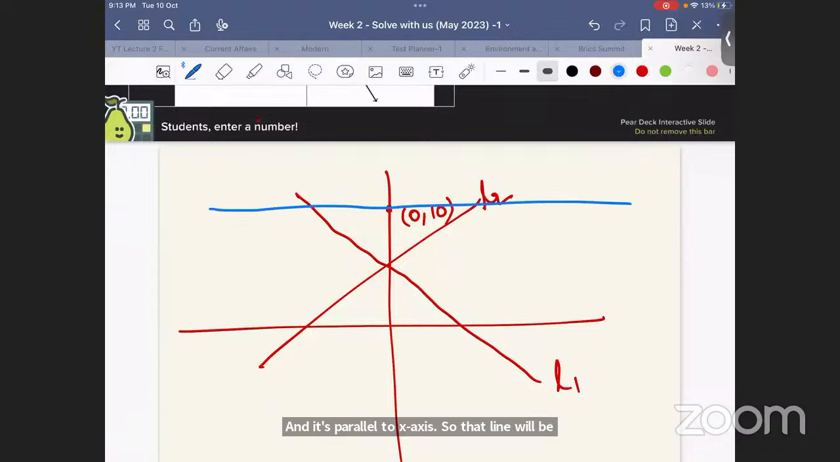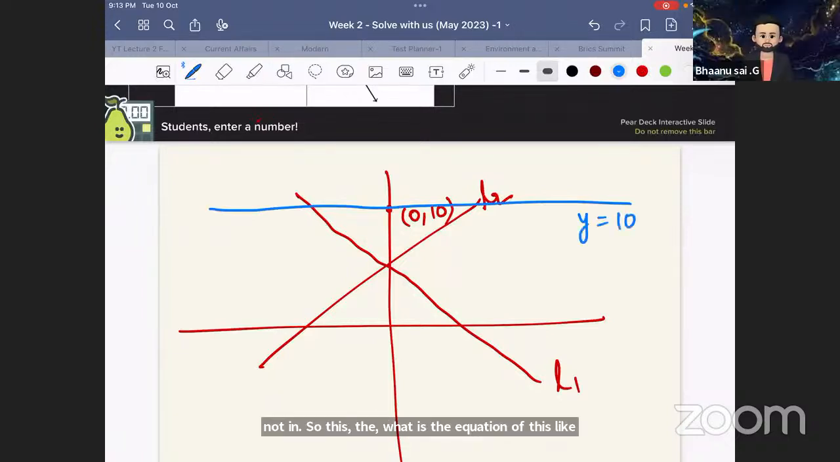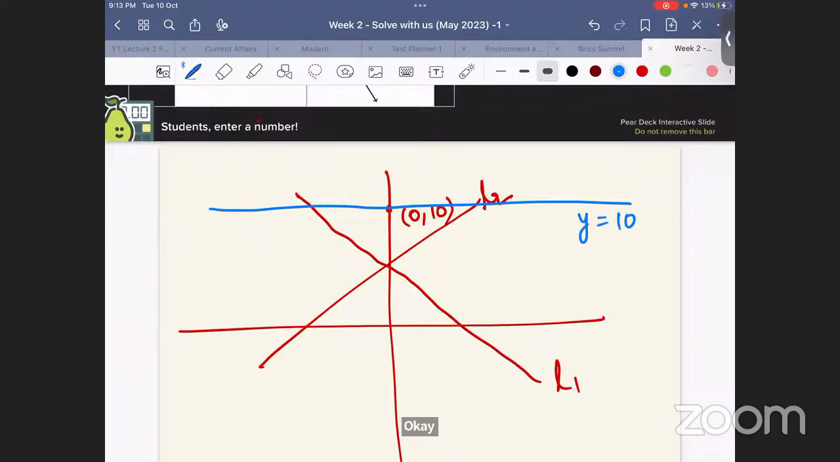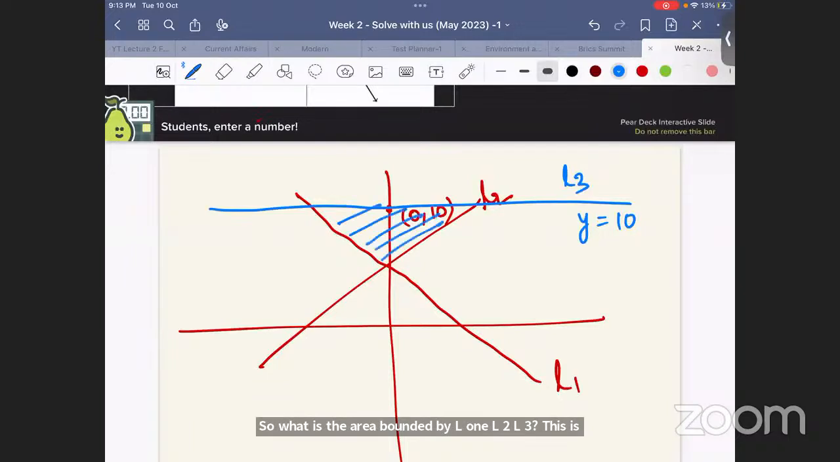So what is the equation of this line? Y equals 10. Is this clear now? Yes, sir. Now you have to calculate the area bounded by L1, L2, and L3. So what is the area bounded by L1, L2, L3? This is the area, right? This is L1, this is L2, and this is L3. So the area bounded by L1, L2, L3 is this one, correct? Till now it's clear, right?